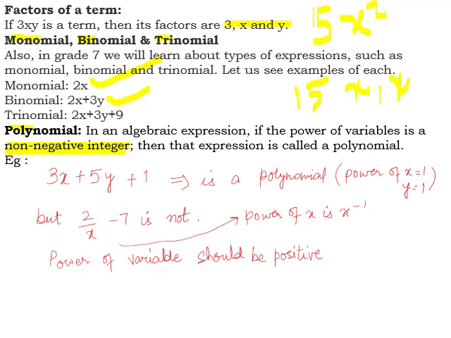See, I have written one example, 3x plus 5y plus 1. This is a polynomial because here the variable is x, its power is 1, and the variable is y, its power is 1. You know, when the powers are 1, we don't write the powers.